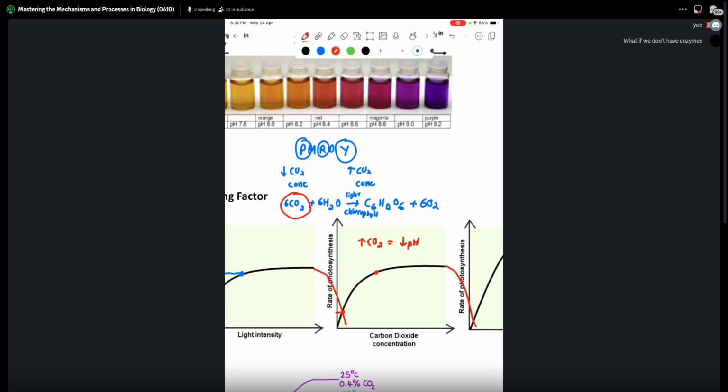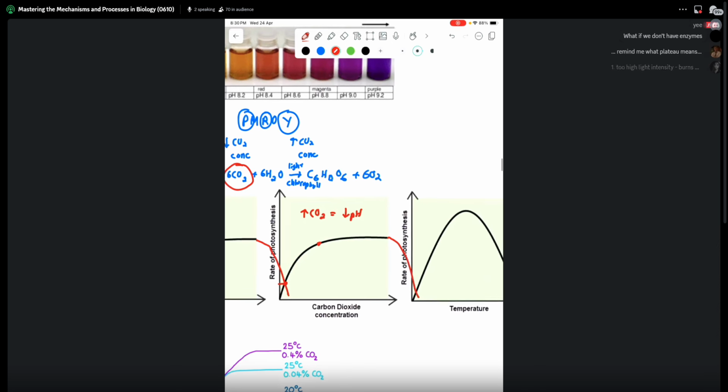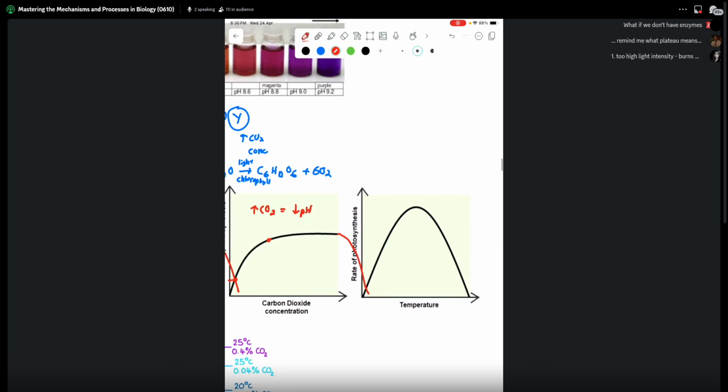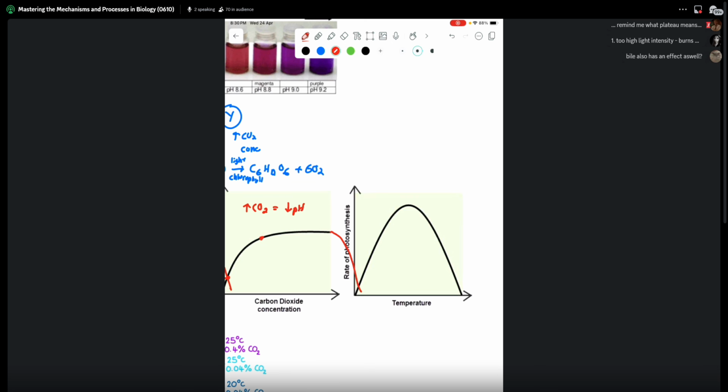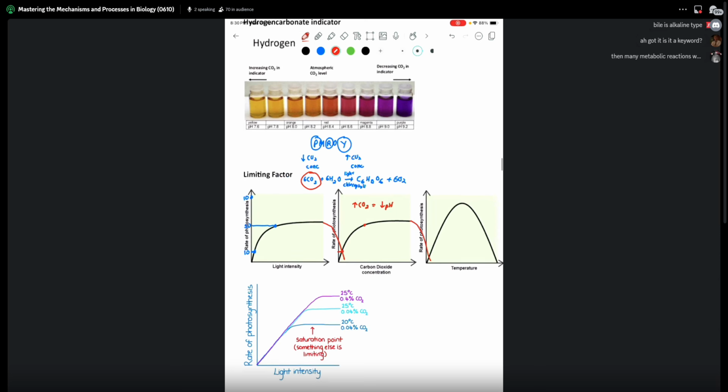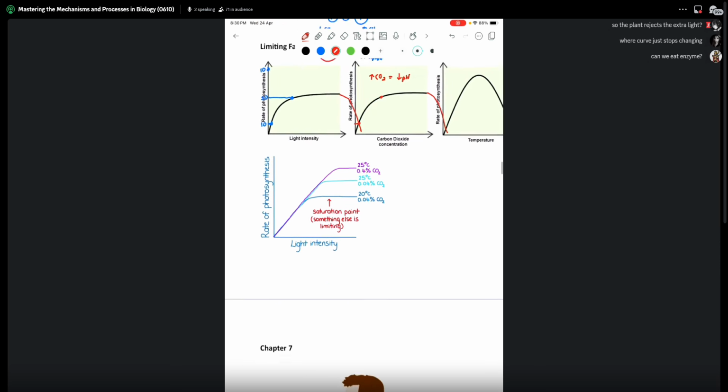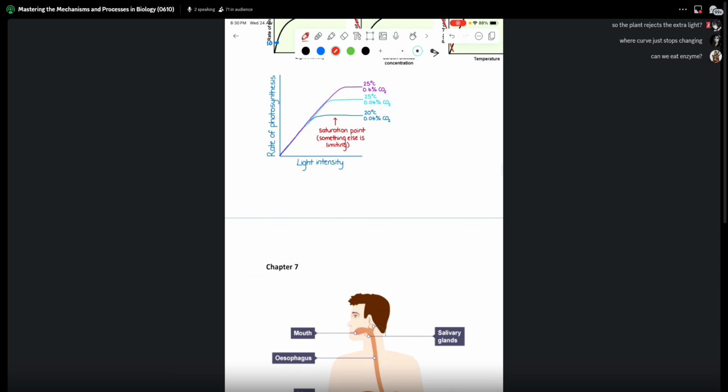What if we don't have enzymes? A lot of things cannot happen. Don't have enzymes, everything cannot happen. Okay? Plateau means goes to stationary. It becomes stationary. Basically, it just curves off like that. That's it. All right, okay, let's move on, otherwise we do not have enough time. When curves just stop changing, yes, that's true.